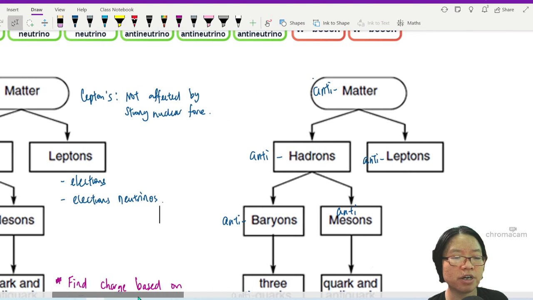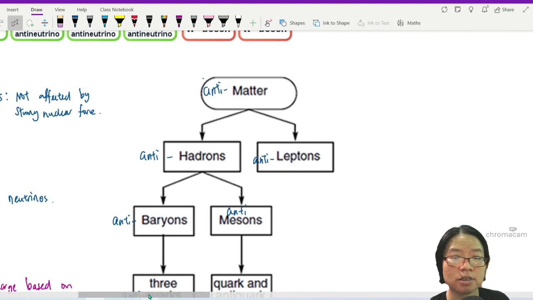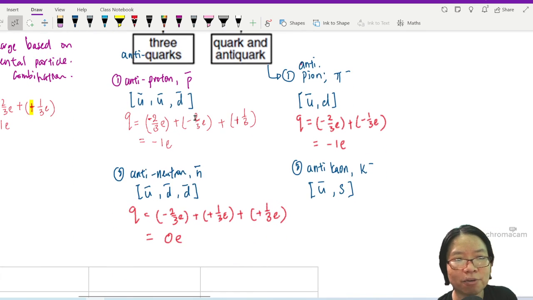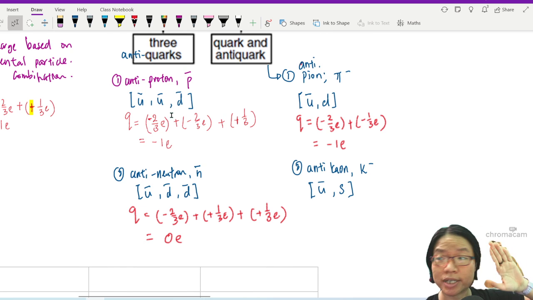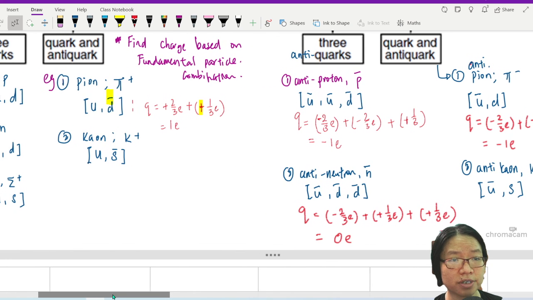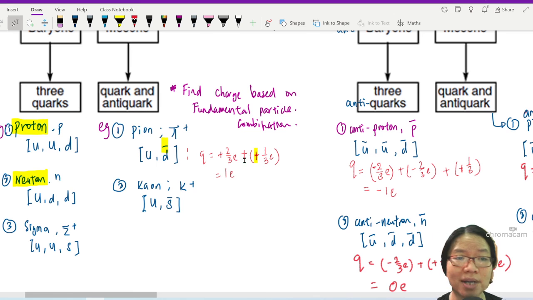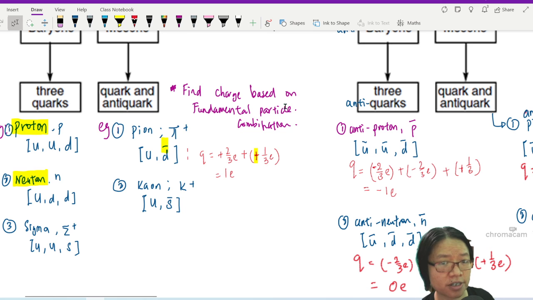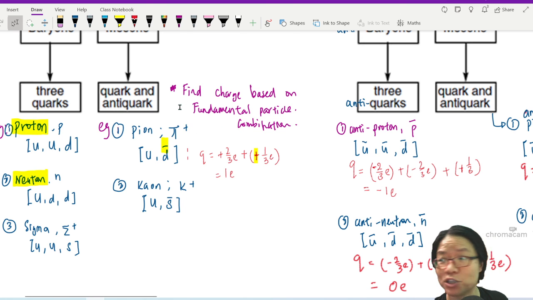Okay, so the mirror image of matter will be antimatter. So for antimatter, we will have antihadron, antilepton, antibaryon, antimeson. And from here, you can see that whatever we did on the left side, we are repeating on the right side, but we are putting anti in front of all the naming, putting a bar in front of all the symbols, and adding a negative sign in front of all the charges. So what we really need to know in past year questions, or for you right now at this level, is not so much to understand how they come together, but just to know and to find the charges based on whatever fundamental particle combination.